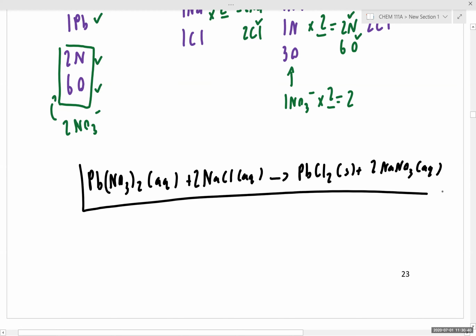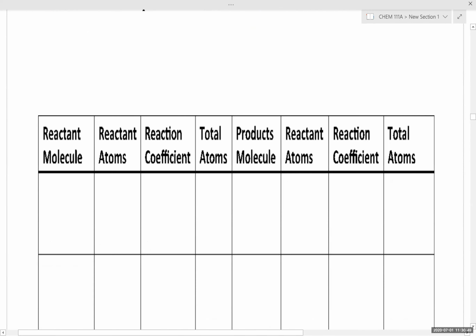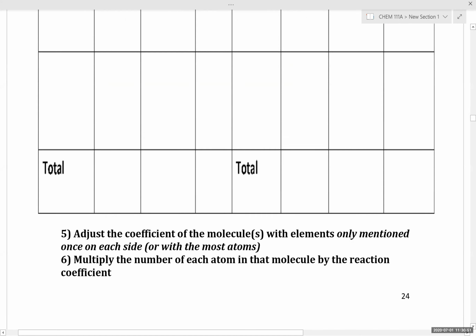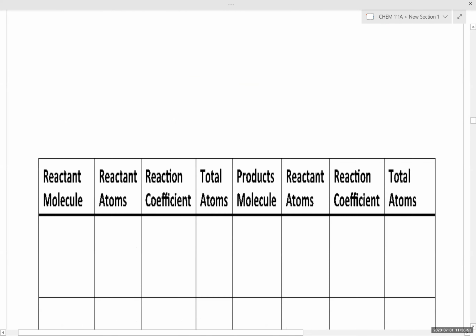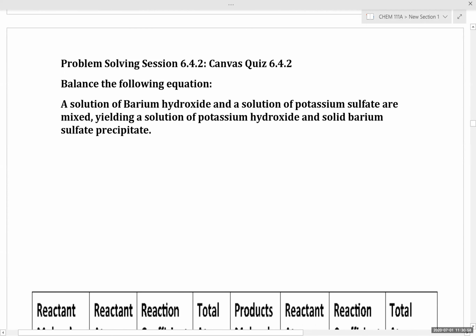So here's our complete balanced equation. And in the later pages, I left some space if you wanted to use the table method. So if you want to try using the table method, there's space in the notes for you to reattempt the problem.